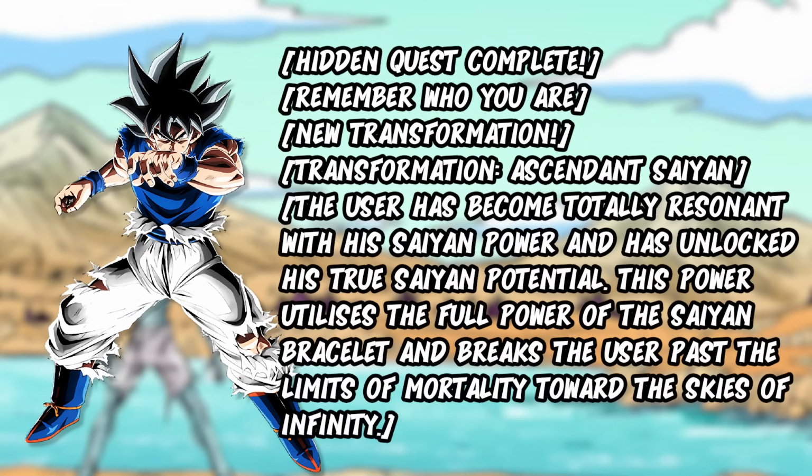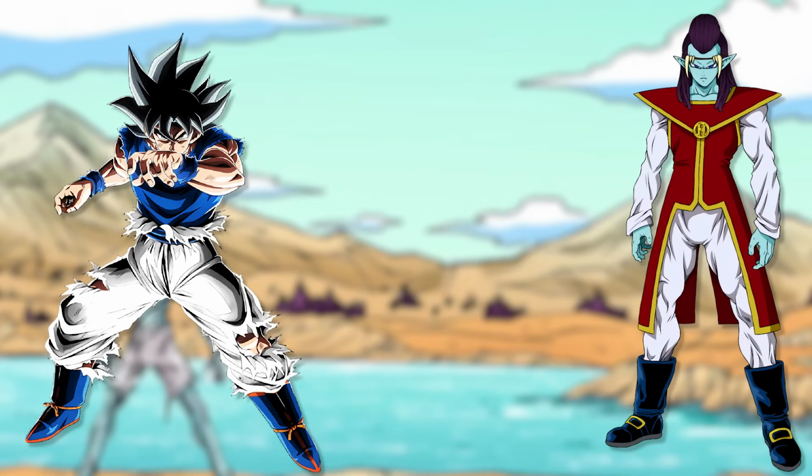"Hidden quest complete, remember who you are. New transformation, ascendant Saiyan." The user has become totally resonant with his Saiyan power and has unlocked his true Saiyan potential. This power utilizes the full strength of the Saiyan bracelet and breaks the user past the limits of mortality toward the skies of infinity. What a form, Goku thinks to himself, seeing this.